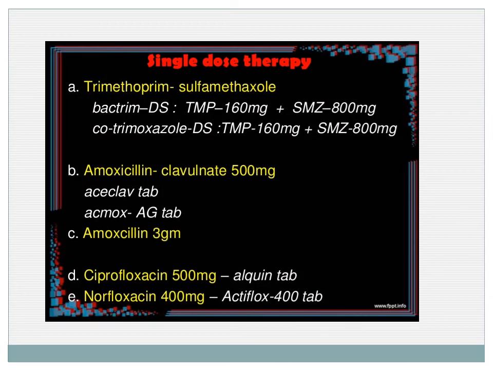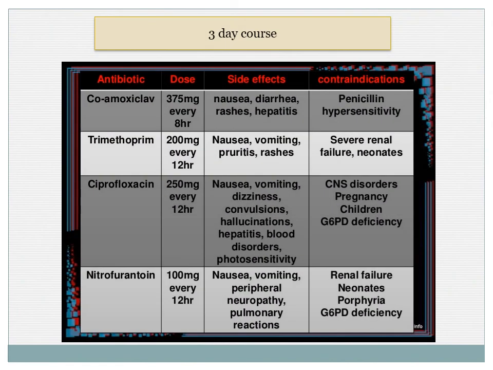For single dose therapy, you have to take some drugs like trimethoprim and sulfamethoxazole, and these combinations of drugs: amoxicillin with clavulanate, and amoxicillin, or ciprofloxacin or norfloxacin. Single drugs are there, with side effects and specific contraindications.